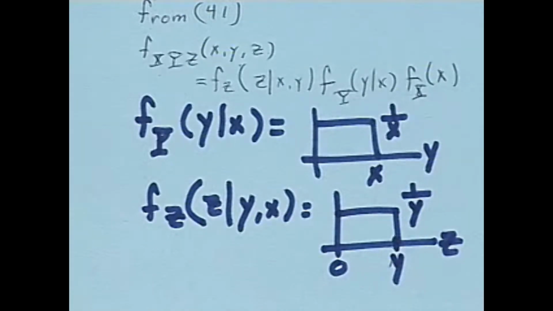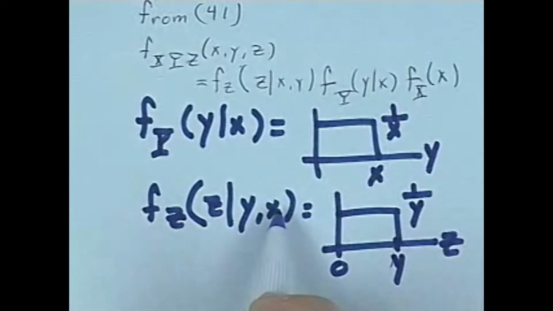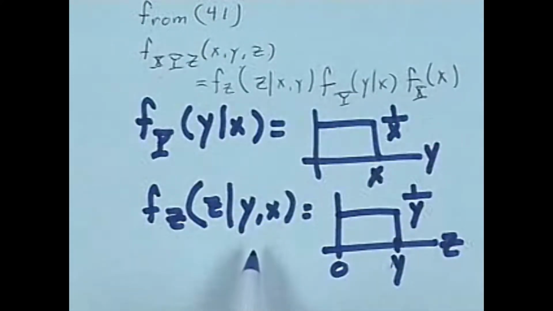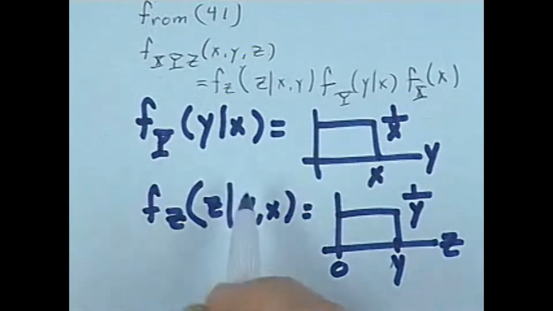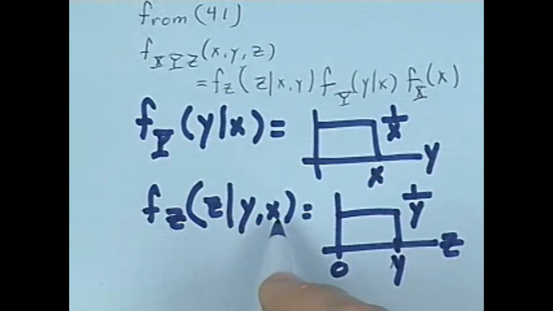Yes? I don't know why you need to be given x. It seems like if you were given y, then you would know everything about x that you need to know. Yes, I understand what you're saying, but in the description of the experiment, you need x in order to get y. You can't get y without knowledge of x, because y is conditioned on x, and so therefore z is conditioned on y, which in turn is conditioned on x. Okay?